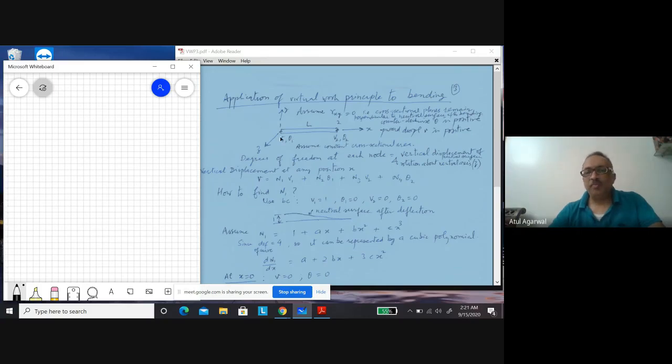Now Y axis is pointing upwards, so vertical displacement is positive when it is upwards. Z axis is pointing towards us. It's a right-handed coordinate system. So rotation theta is positive when it is counterclockwise.